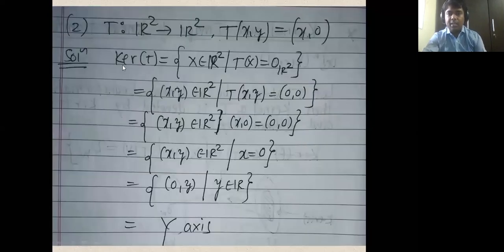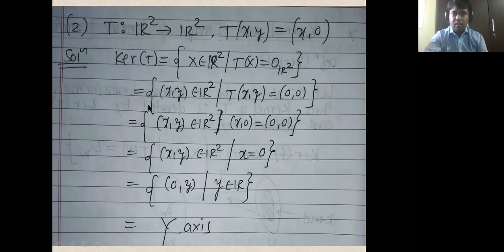See the second exercise. T from R2 to R2 such that T of (x, y) equal to (x, 0). So now we have R2 to R2. So kernel T by our definition is equal to x belongs to R2, the collection of those vectors in the domain whose image under T, meaning where these vectors are getting mapped under the function T, is equal to 0 of the codomain, so 0 of R2.